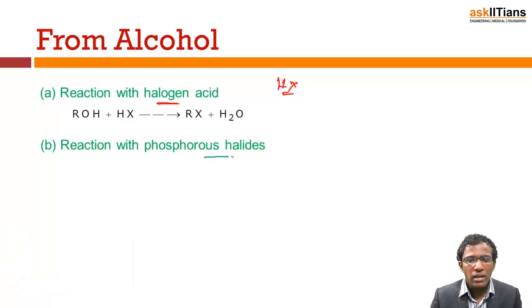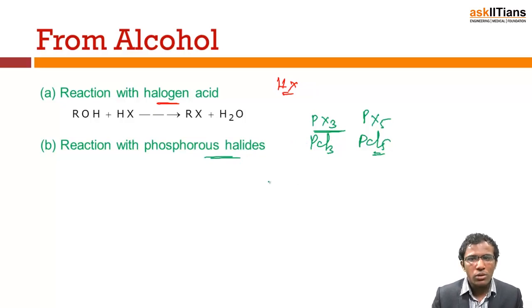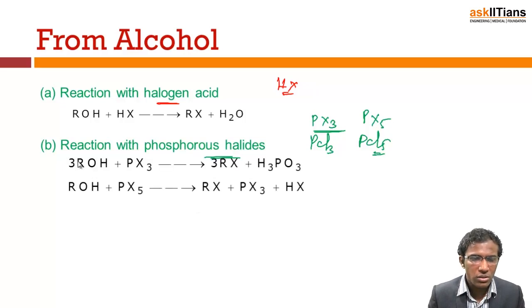Here the phosphorus halides may be phosphorus trihalides or phosphorus pentahalide, for example PCl3 and PCl5. The alcohol yields alkyl halide with both PCl3 as well as PCl5. So not only tri but also penta phosphorus halides. The PCl5 will also yield that alkyl halide, but the byproduct is different. If you see here, 3 moles of ROH will react with 1 mole of PX3 to yield 3 moles of RX, and along with that we are getting phosphorous acid.